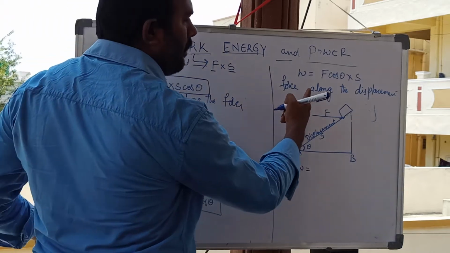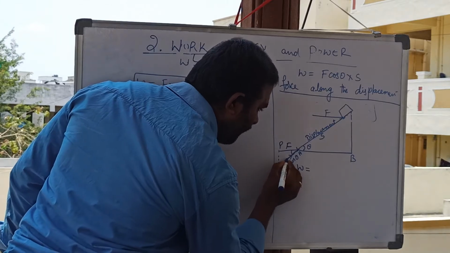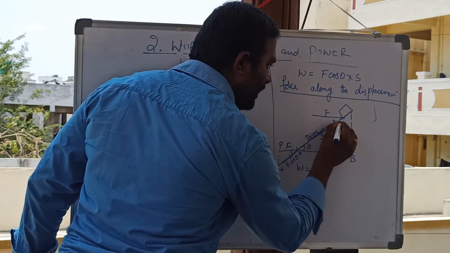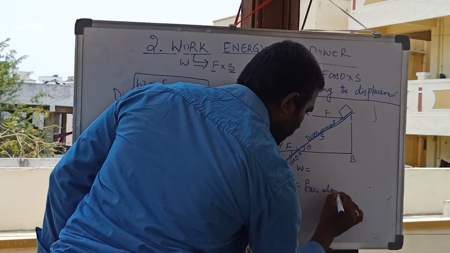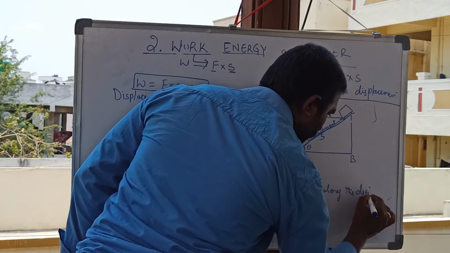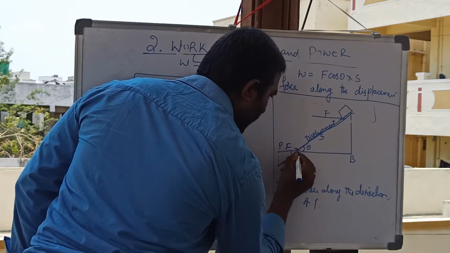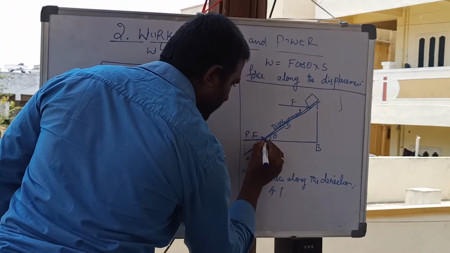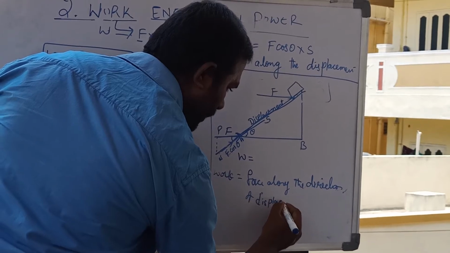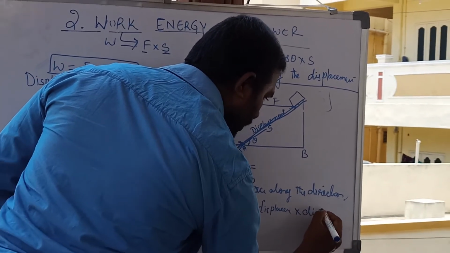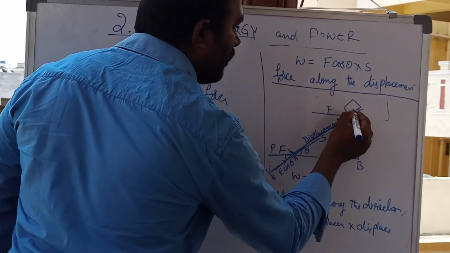Okay, this is one expression, W is equal to F into S cos theta. One more is W is equal to F cos theta into S. This is force along the displacement. There is a force along the direction of displacement. Here work is equal to force along the direction of displacement into displacement. Actually force should be in this direction. This is the force along the direction of displacement. Again here to here is one displacement.